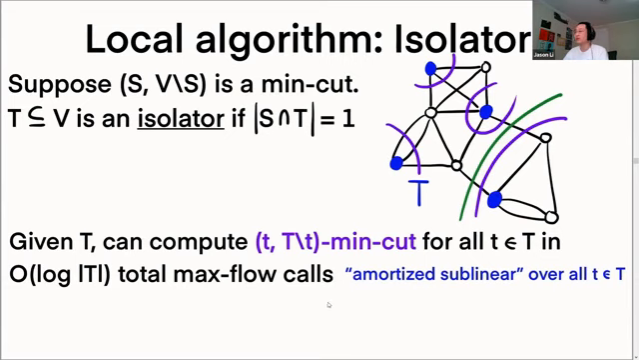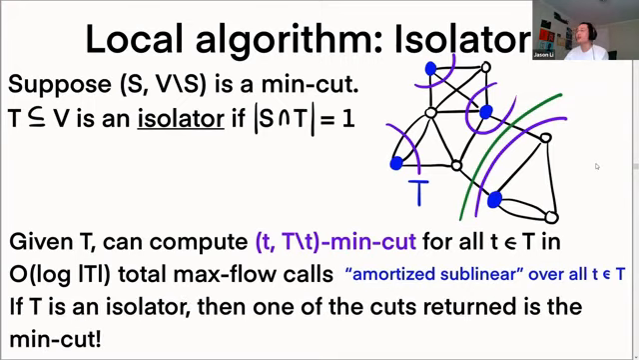Here, the purple lines show the min t and the rest of T, the t and T minus t min cuts. This is true for all T, but if T is an isolator, then one of the cuts returned, one of the t and T minus t min cuts we return, is the min cut. We'll briefly go over how this algorithm works. It's actually very simple.